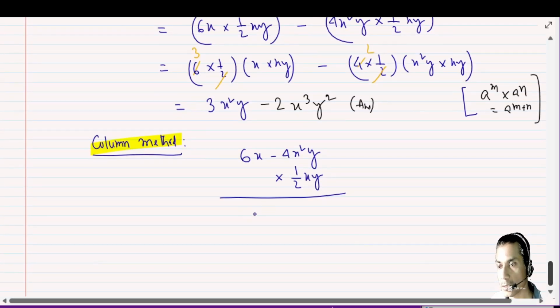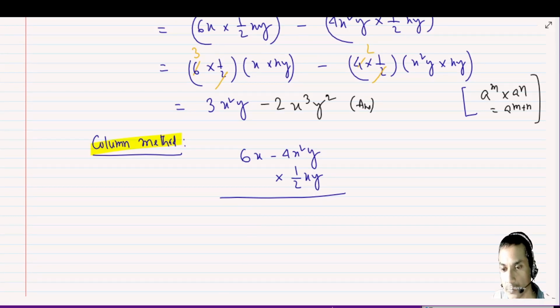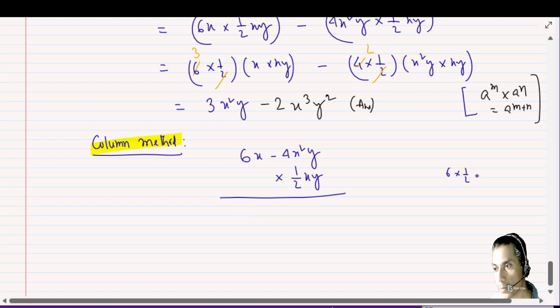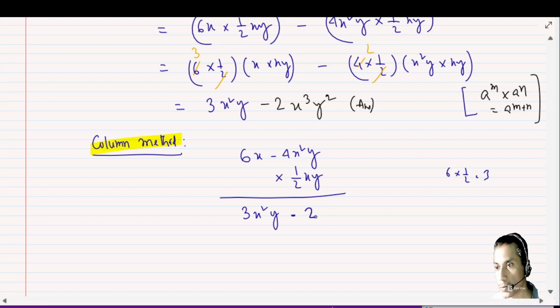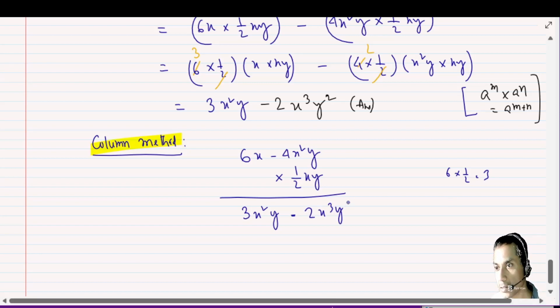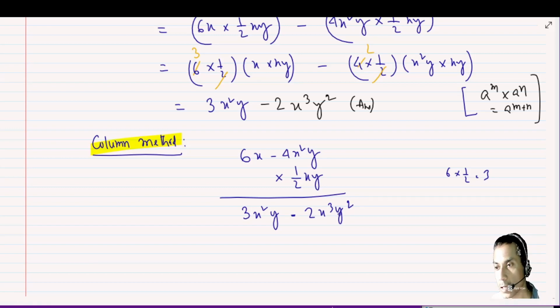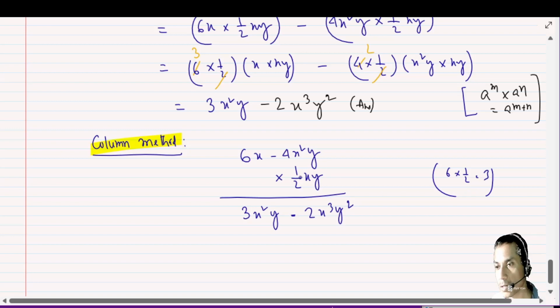Directly you can do the multiplication, you can do rough work here also, because 6 into half is 3. That is 3, you can write. And x, and here is another x, so x square, and next is y. And here you multiply minus, so 4 into half is equal to 2, and x cube y square. So here one thing you must remember, the second expression is having only 1 term.